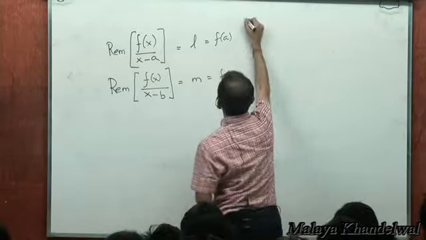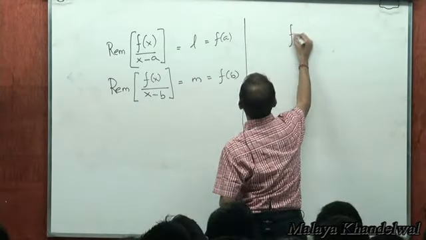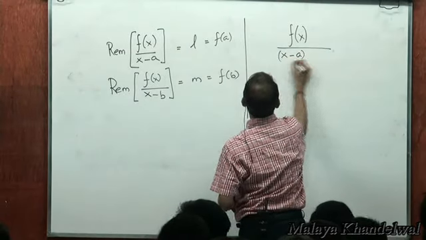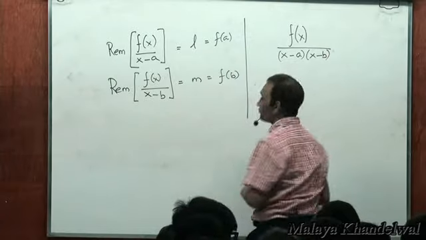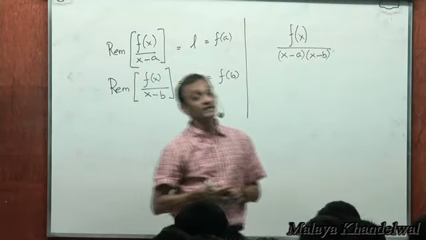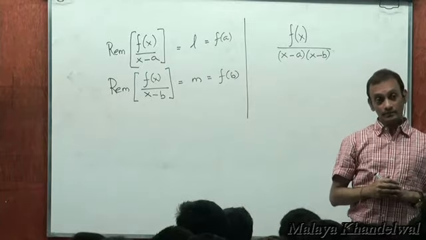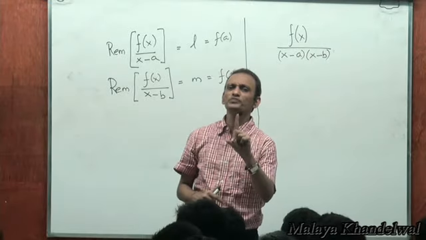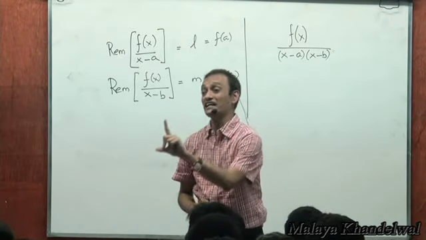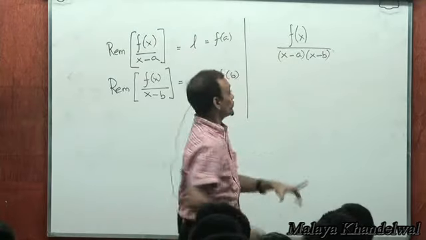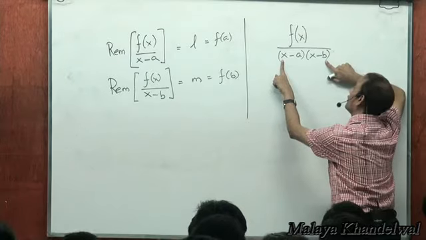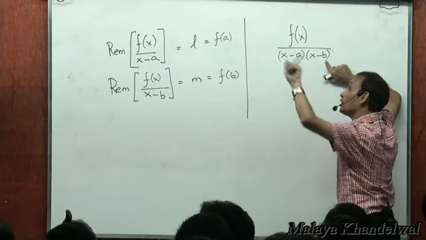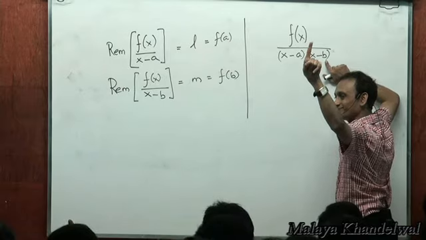Now, I want to find the remainder when f(x) is divided by x minus a into x minus b. See, the remainder would always be 1 degree less than the divisor. So in this case you are dividing by a quadratic, a polynomial of degree 2, the remainder would be a polynomial of degree 1, isn't it?